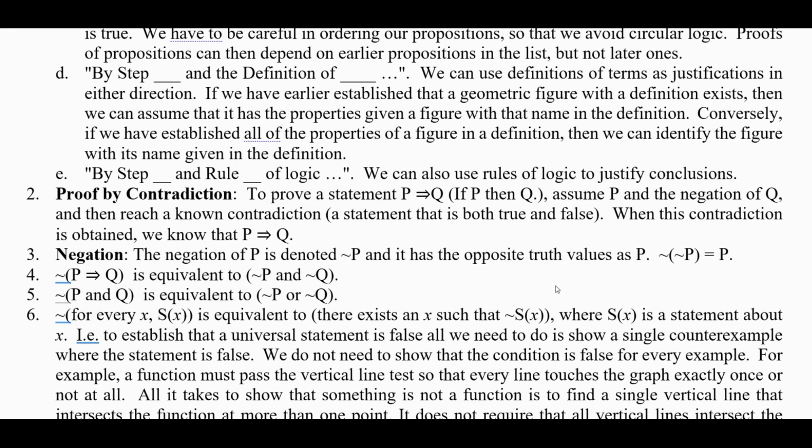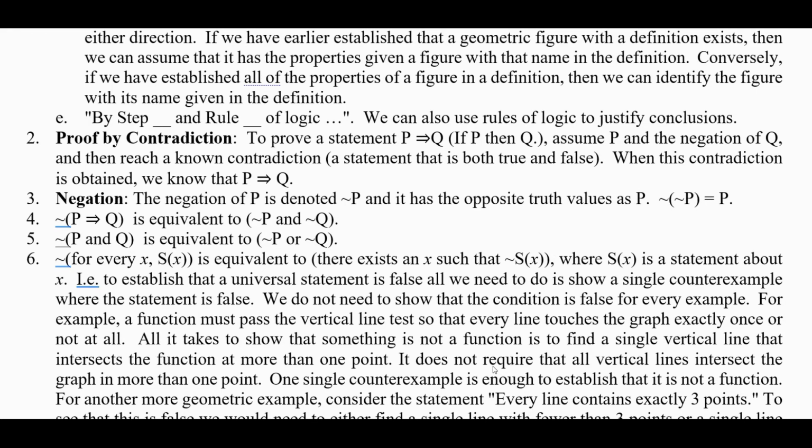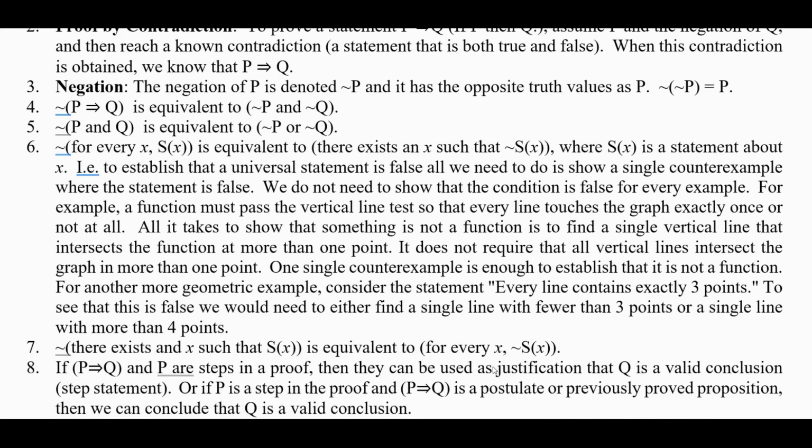In other words, to establish that a universal statement is false, all we need to do is show that we have a single counterexample where the statement is false. We do not need to show that the condition is false for every example. For example, a function must pass the vertical line test so that every line touches the graph exactly once or not at all. All it takes to show that something is not a function is to find a single vertical line that intersects the graph at more than one point. It does not require that we find more than one vertical line or that all vertical lines intersect the graph at more than one point. We just need a single counterexample. So a single counterexample is enough to establish that it's not a function.